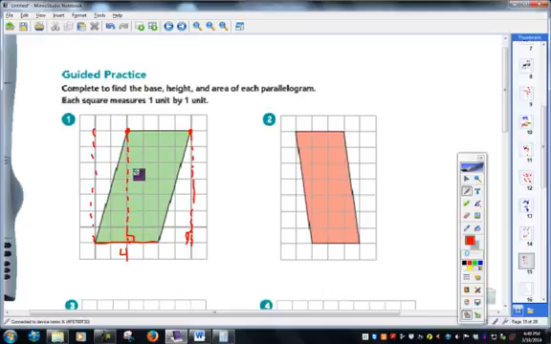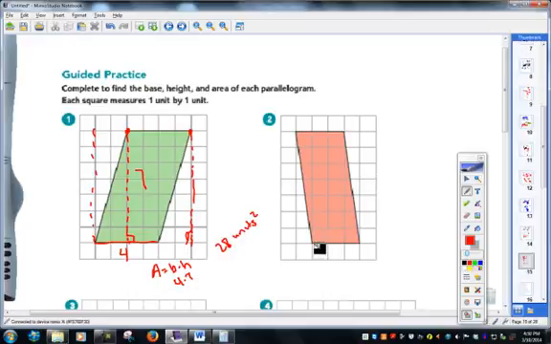So we count our boxes here. We've got 1, 2, 3, 4, 5, 6, 7. So I know it's 7 units. I know that my area formula is base times height, so I know that it's 4 times 7, which is 28. Don't forget your units on there. Units squared.